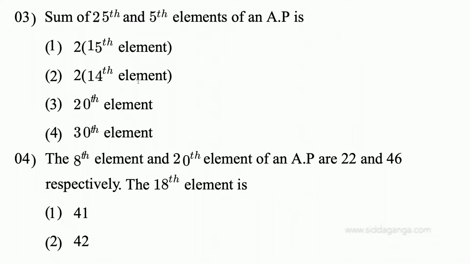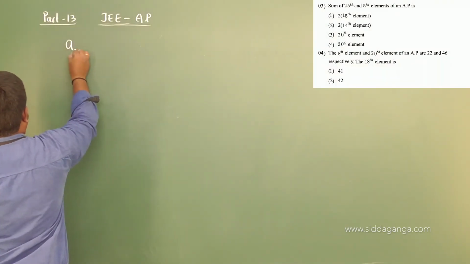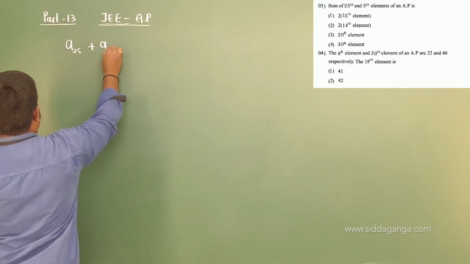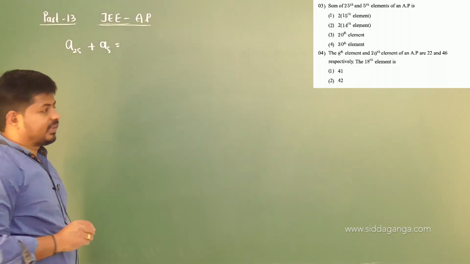Third question is like this: the sum of the 25th and 5th elements of an AP is equal to what? Is it 2 times the 15th, or 2 times the 14th, or the 20th element, or the 30th element? Let us discuss this. The sum of the 25th and 5th element.